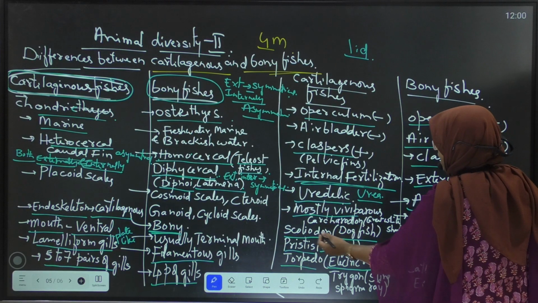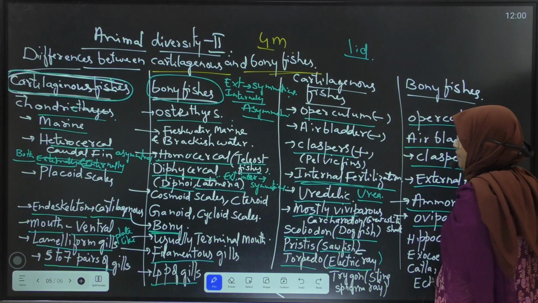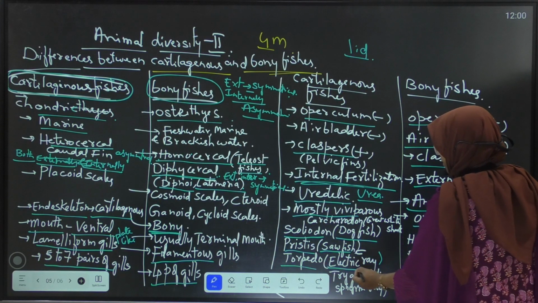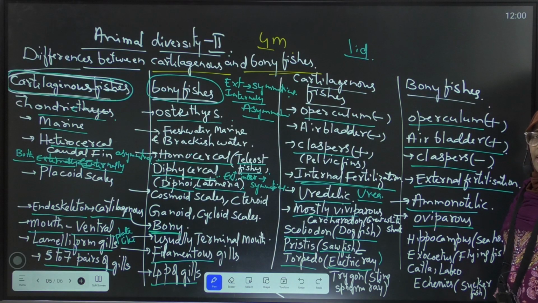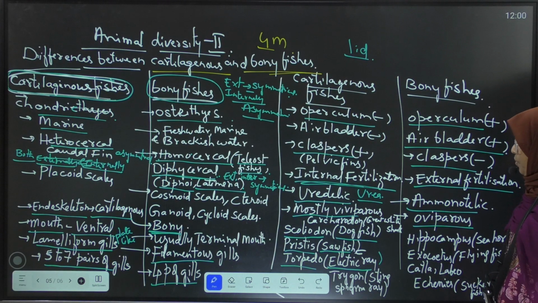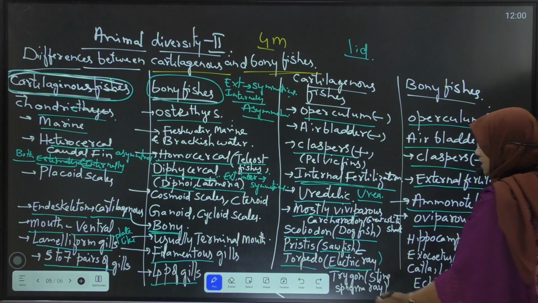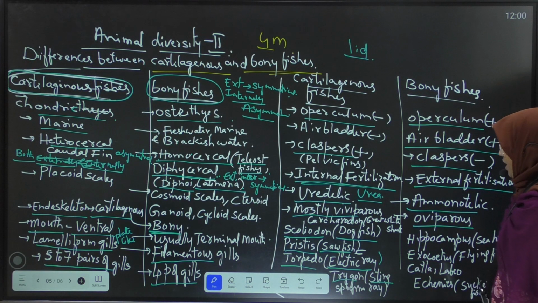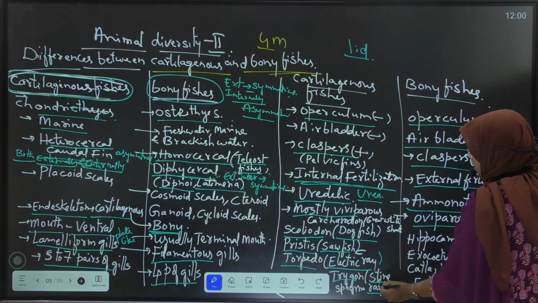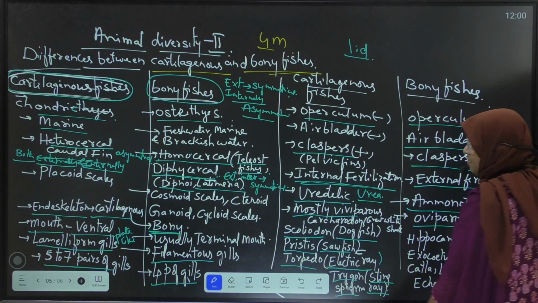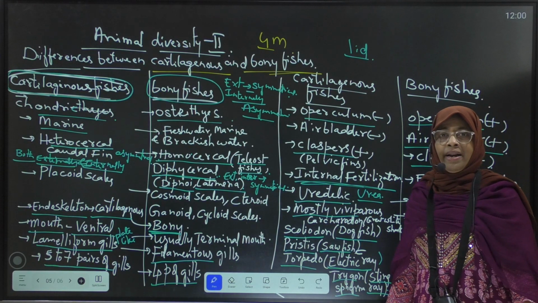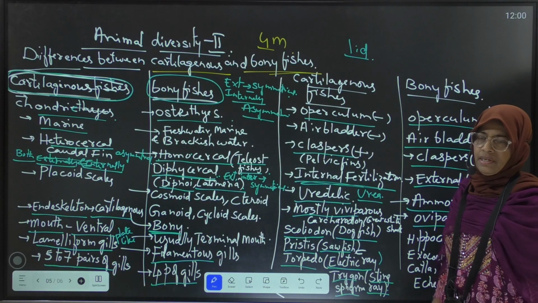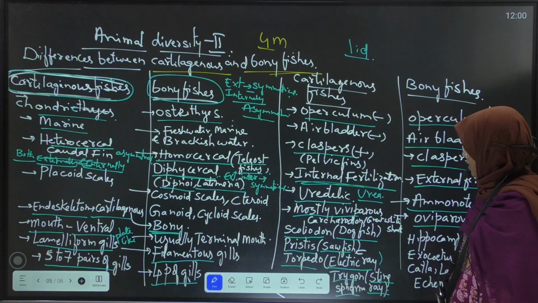Here Scoliodon, commonly known as dogfish, Pristis, sawfish, Torpedo, electric ray fish, in which dorsal muscles are modified into electric organs, and Trygon, commonly known as stingray. And one more fish is Sphyrna, the hammer-headed fish.